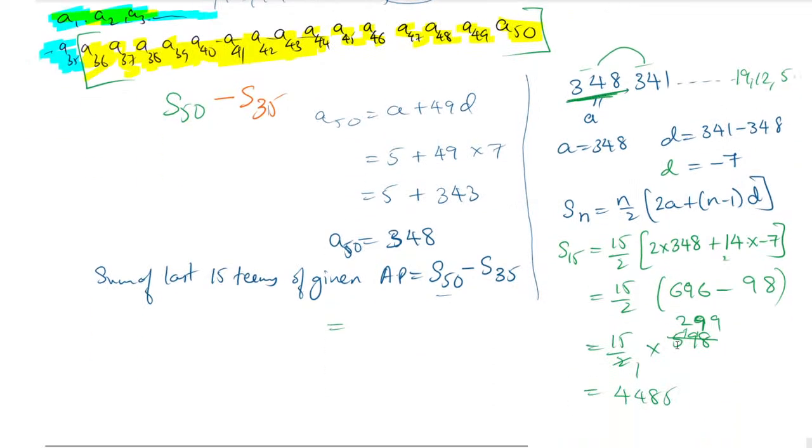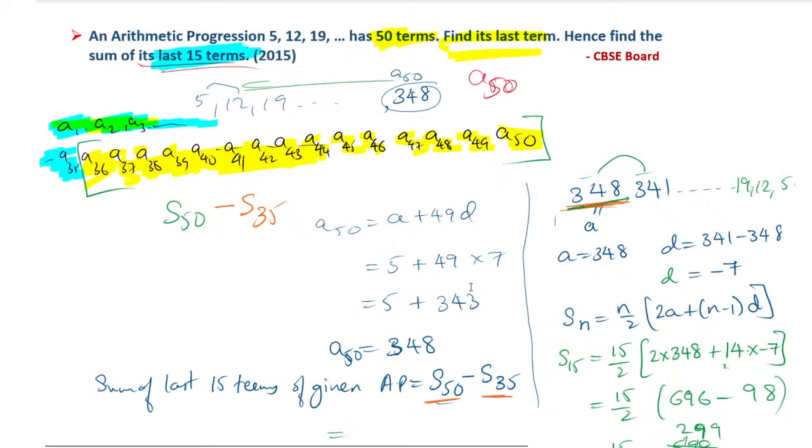Or you can go with the simple method of reversing the whole AP and then finding the sum. According to this, we have to apply the Sn formula 2 times, that's all. So which one is better for you, S50 minus S35 or reversing the whole AP? That is your choice, but the answer will be the same with any method. This is the way you can solve this problem.